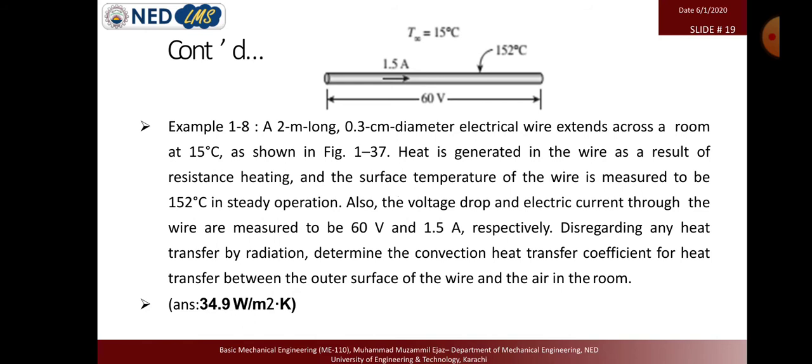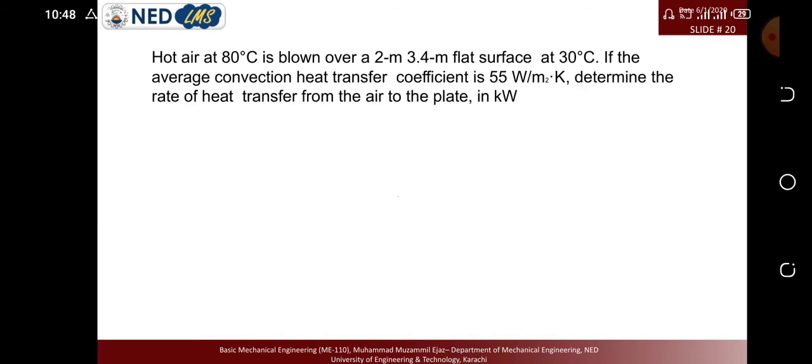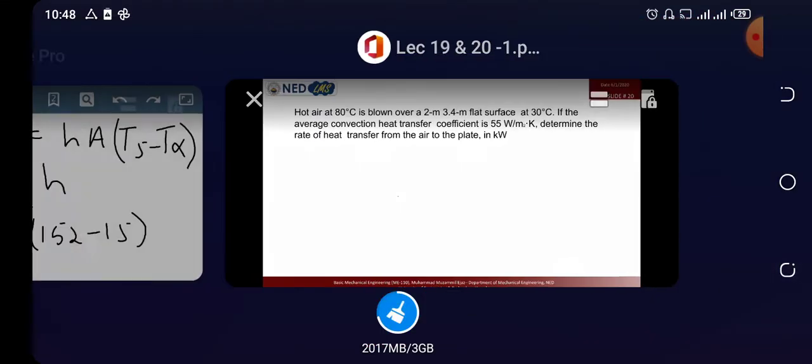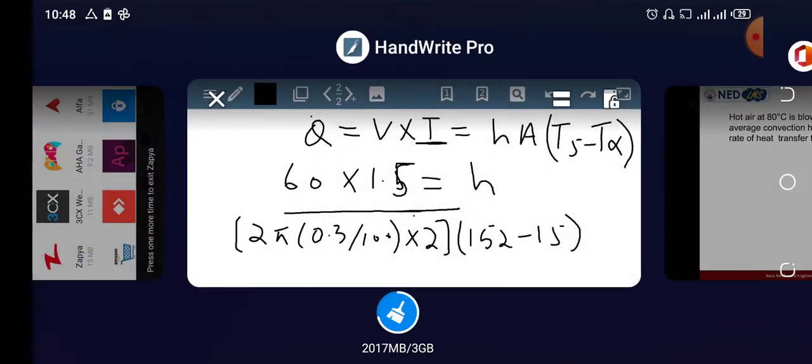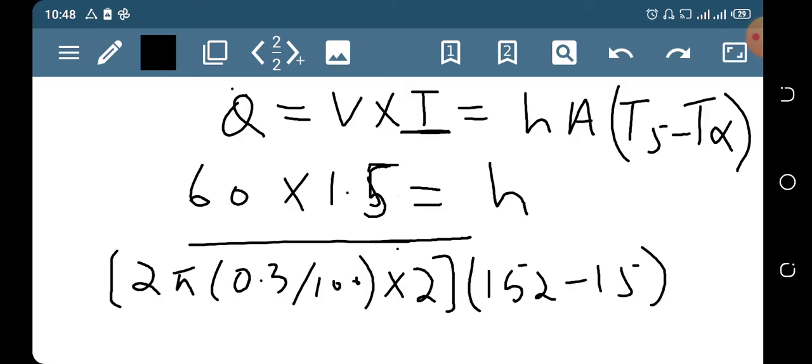So right now we have 0.3 centimeter diameter, not a radius, and we apply the formula of radius, so we have to divide it by 2 to get the radius. This 0.3 is also divided by 2, so we can write this like this. This is basically diameter.